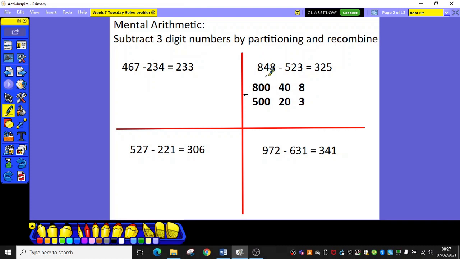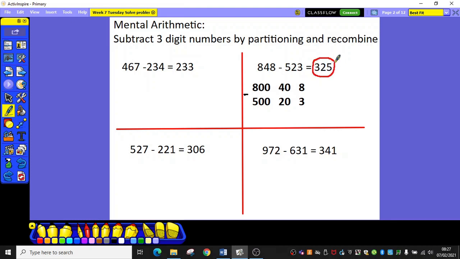So if I was doing 848 and I was going to subtract 523, then first of all, I'd be taking away the larger part of this number, the hundreds. So take away the 500, then I'm left with 348. Take away the 20, I'm then left with 328. Take away the 3, and finally I've got to 325.